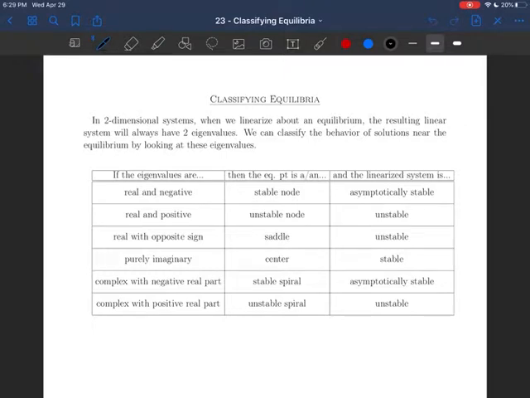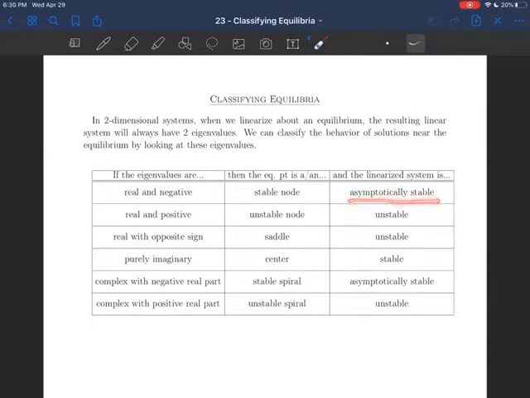In two-dimensional systems, whenever we have an equilibrium, we can linearize about that equilibrium, as we covered last time, and then the resulting linear system, which will have a 2x2 matrix in it, has two eigenvalues. And we have a theorem, 6.3 or 6.4, that tells us about the stability or asymptotic stability of the linearized system based on those eigenvalues. So let's refine that a little bit more and attach some names to these things.